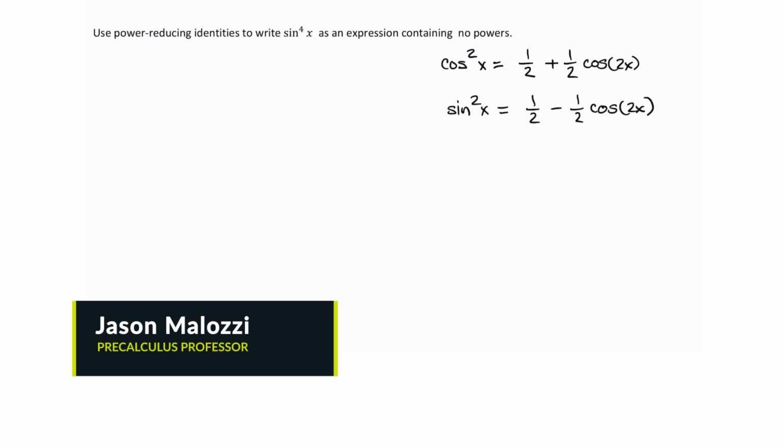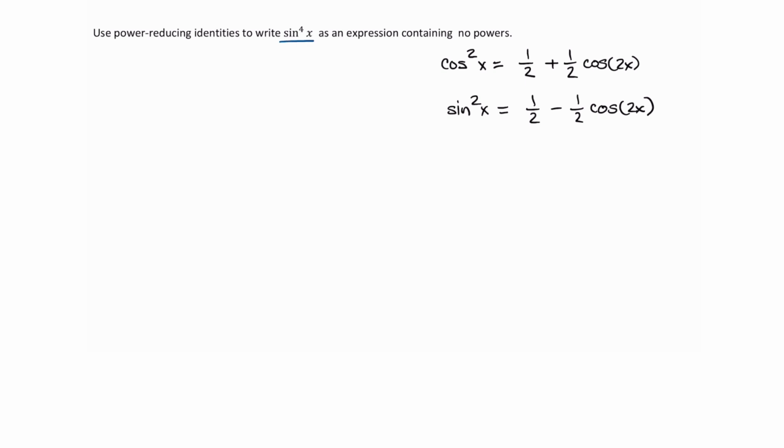What we're going to do in this video is use power-reducing identities to write sine to the fourth of x, or sine of x raised to the fourth, as an expression containing no powers. So what this is going to require us to do is to use power-reducing identities, which we see here in the box.